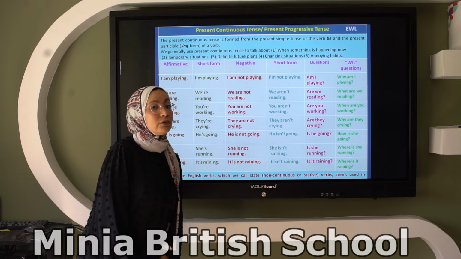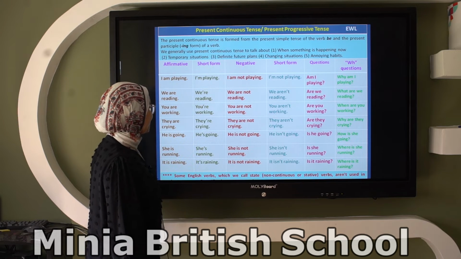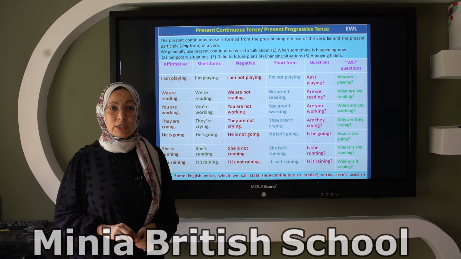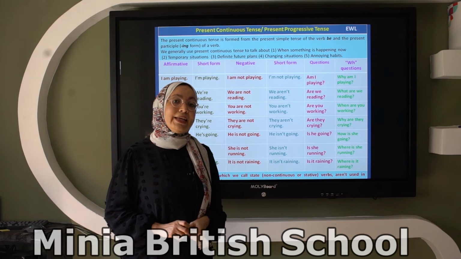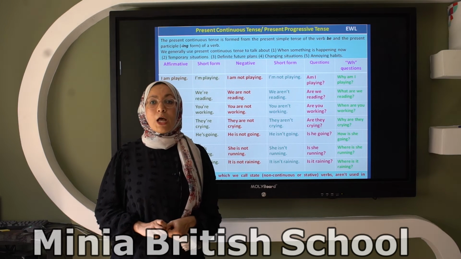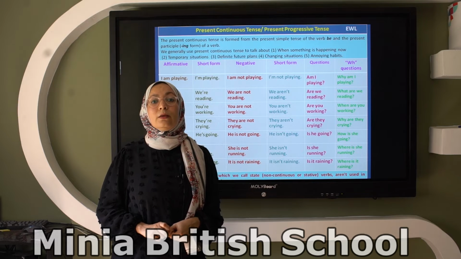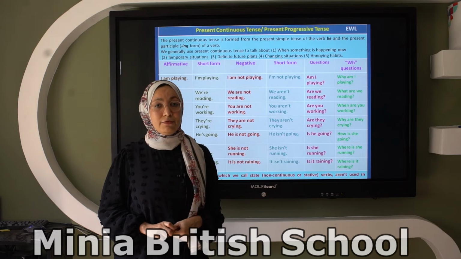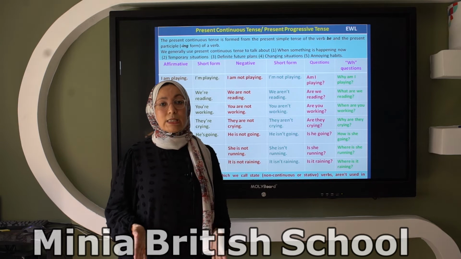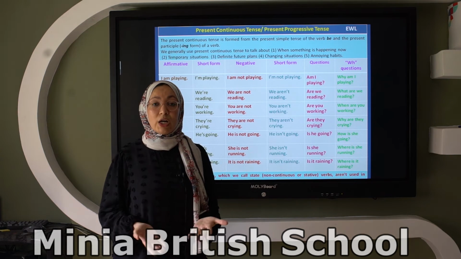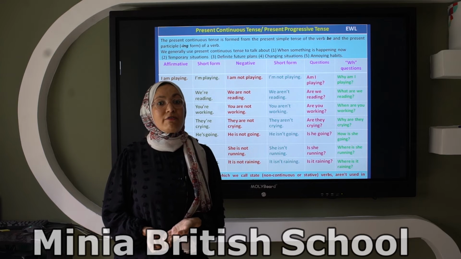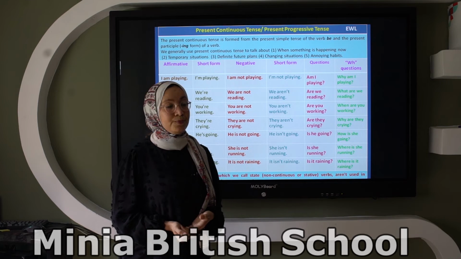Okay, but here we have a note: not all verbs can be used in the present continuous or present progressive. Why? Because we have some verbs we call stative verbs, and these stative verbs can't be put in the continuous form, like love, feel, and so on.